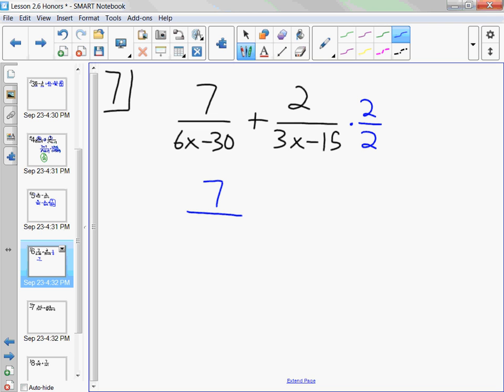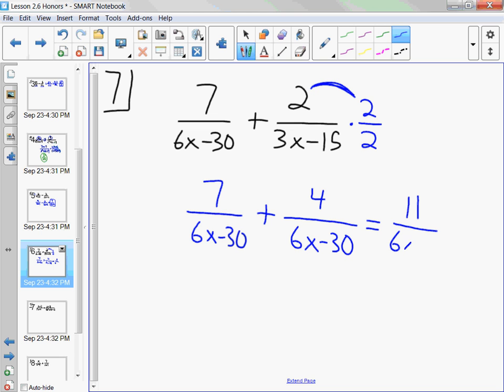So I have 7 over 6x minus 30 on the left, plus I'm going to add to it, I'm going to times these two numbers together. 2 times 2 is 4, and 2 times the 3x minus 15 would be 6x minus 30. So I have my common denominator. If I add 7 plus 4, I get 11 over 6x minus 30. And once again, if I factor out the 6 on the bottom, I have 6 times x minus 5, which does not cancel with the 11. Nothing does, so you can leave the answer like this, or you can leave it in the denominator in factored form.